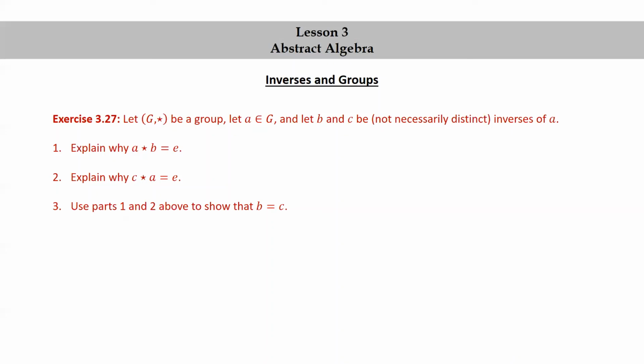Number 1, explain why A star B is equal to E. This is because B is an inverse of A. Number 2, explain why C star A is equal to E. This is because C is an inverse of A.